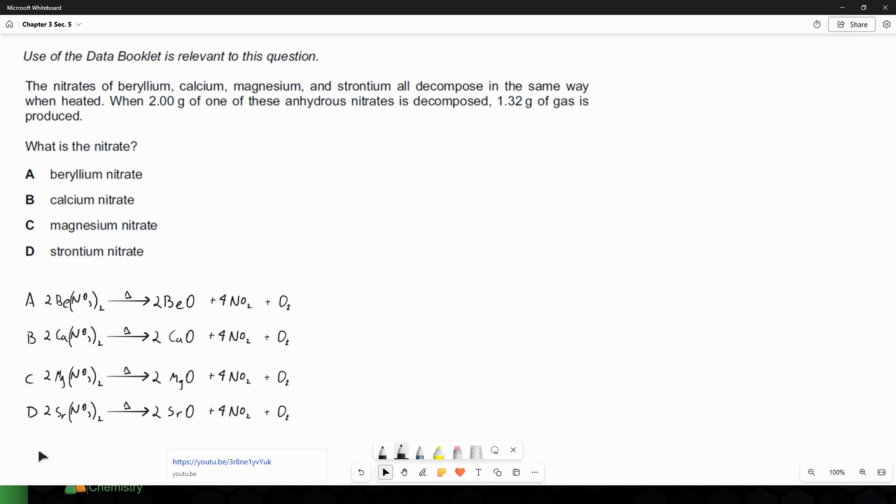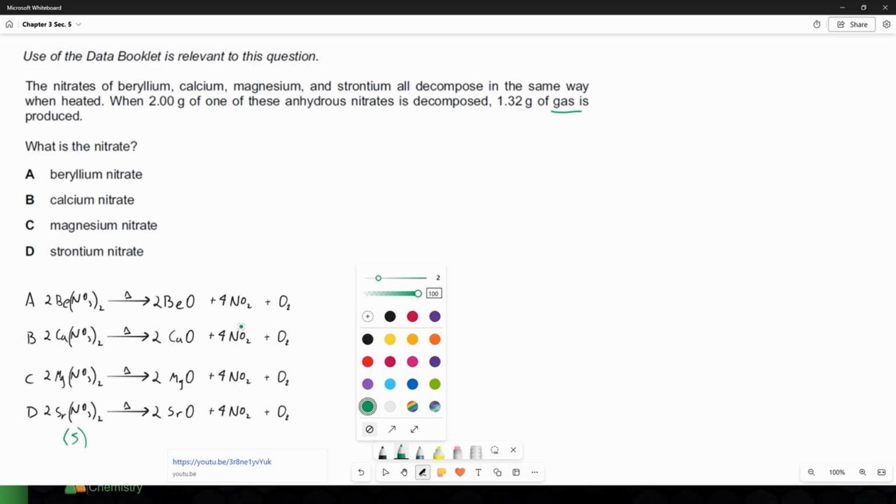When 2 grams of one of these anhydrous nitrates decomposes, we get 1.32 grams of the gas produced. So there's a few things to break down here. First of all, we need to know the states of matter, because it says 1.32 grams of gas is produced, meaning all of the gases. What are the gases here? Well, all of our group 2 nitrates are going to be in the solid state.